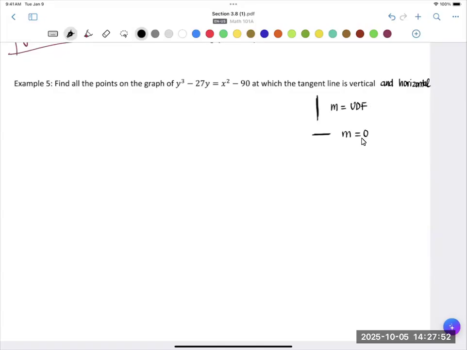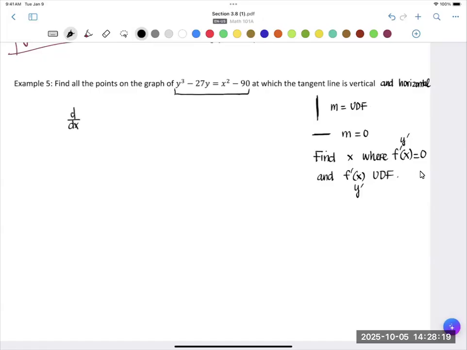Okay, so all we have to do is find x where f prime equals 0, you're going to have the horizontal tangent line, and where f prime is undefined. All right, so it means we need f prime. Here f prime is y prime, so we're going to have to take this implicitly.